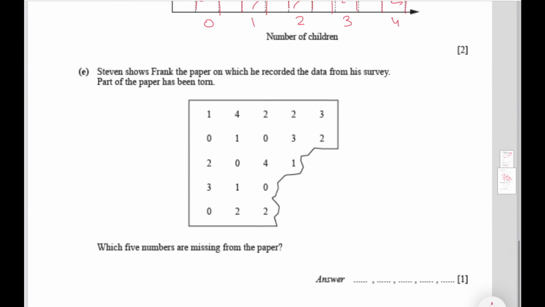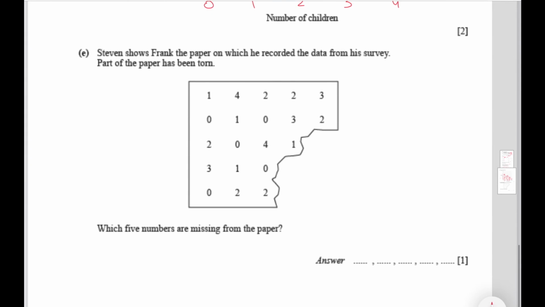Let's move on. The next part says Stephen shows Frank the paper on which he recorded the data from his survey. Part of the paper has been torn. So this part over here has been torn. Which 5 numbers are missing from the paper? Okay, the numbers were 0, 1, 2, 3, and 4.